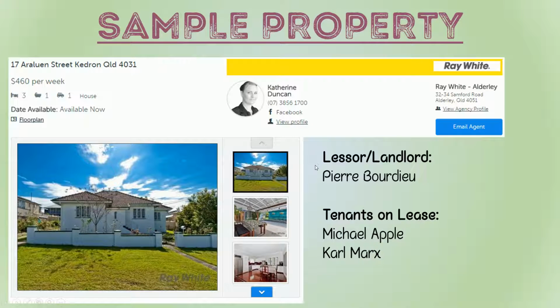The name of the lessor or the landlord, so the person who owns the property, is Pierre Bourdieu, and the tenants who are going to be on the lease, we're making these names up, are Michael Apple and Karl Marx.